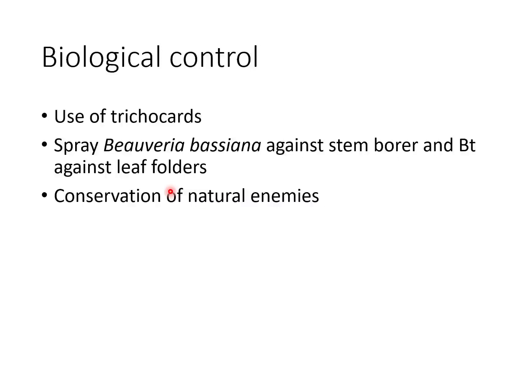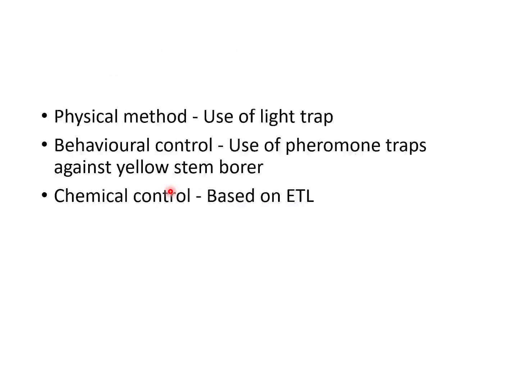And go for spraying of Beauveria bassiana at the rate of 20 gram per liter against stem borer as well as rice bug. And we can go for spraying of Bt formulation against leaf folder. And we have to conserve natural enemies. That is one thing we have to do. Don't go for excess pesticide application. And for physical methods, you can go for light traps, especially for insects such as stem borer, BPH, rice bug, etc. We can go for the use of pheromone traps, mass trapping for yellow stem borer, and chemical control based on ETL. So here I have not listed out any insecticide. You can take the insecticide recommendation which I have given for individual pests and write it in your essay.